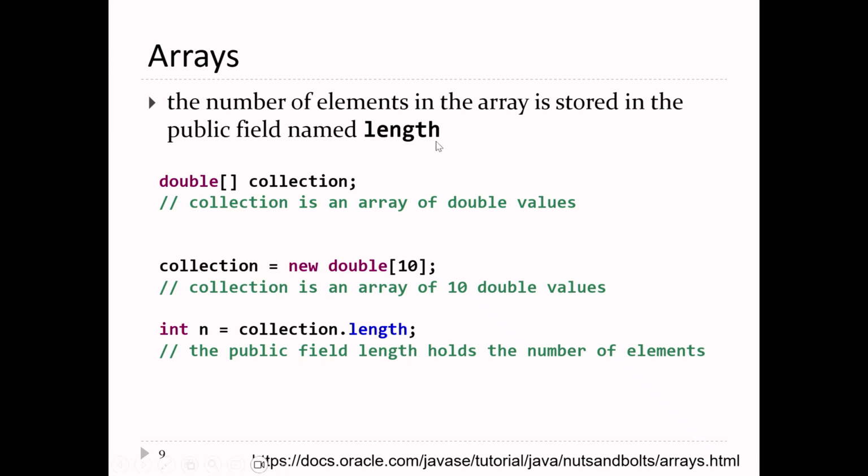The length of an array. C doesn't keep track of the length of an array. That's the crazy thing about C arrays. If you make an array in C, you have no idea how big the array is. You have to remember how big it is. Java arrays remember how big they are.